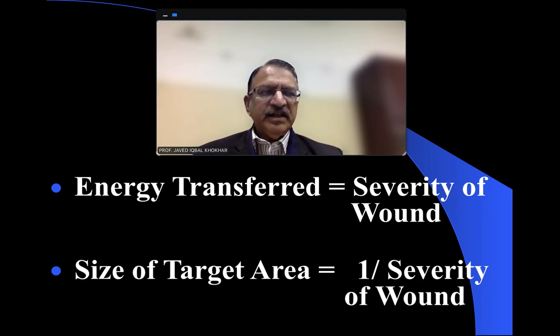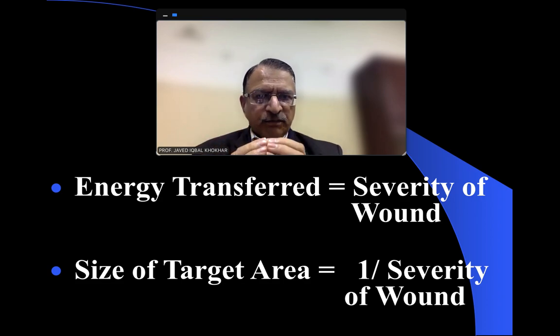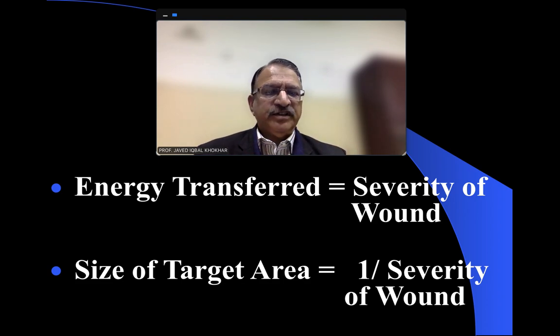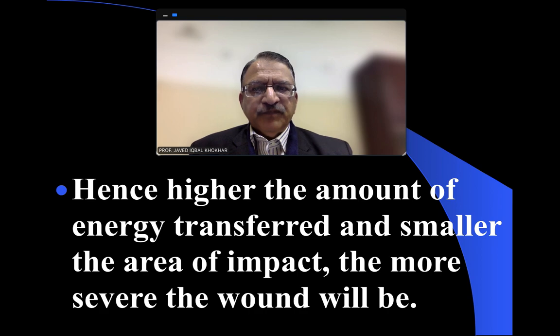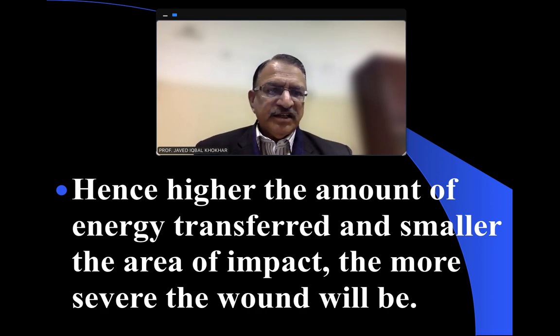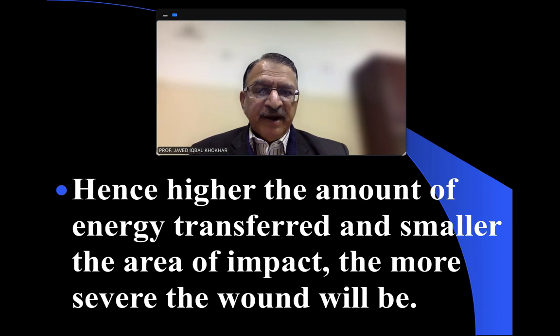Similarly, for the size factor, if the size is broader, it will be inversely proportional. If the size is broader, the amount of energy dissipated per unit area will be less. And if the target area is small, then the transfer of energy, the transfer of force at a particular place, will be more than on a broader surface. So the higher the amount of energy transferred and the smaller the area of impact, the damage will be much more. The wound will be much more severe in nature.